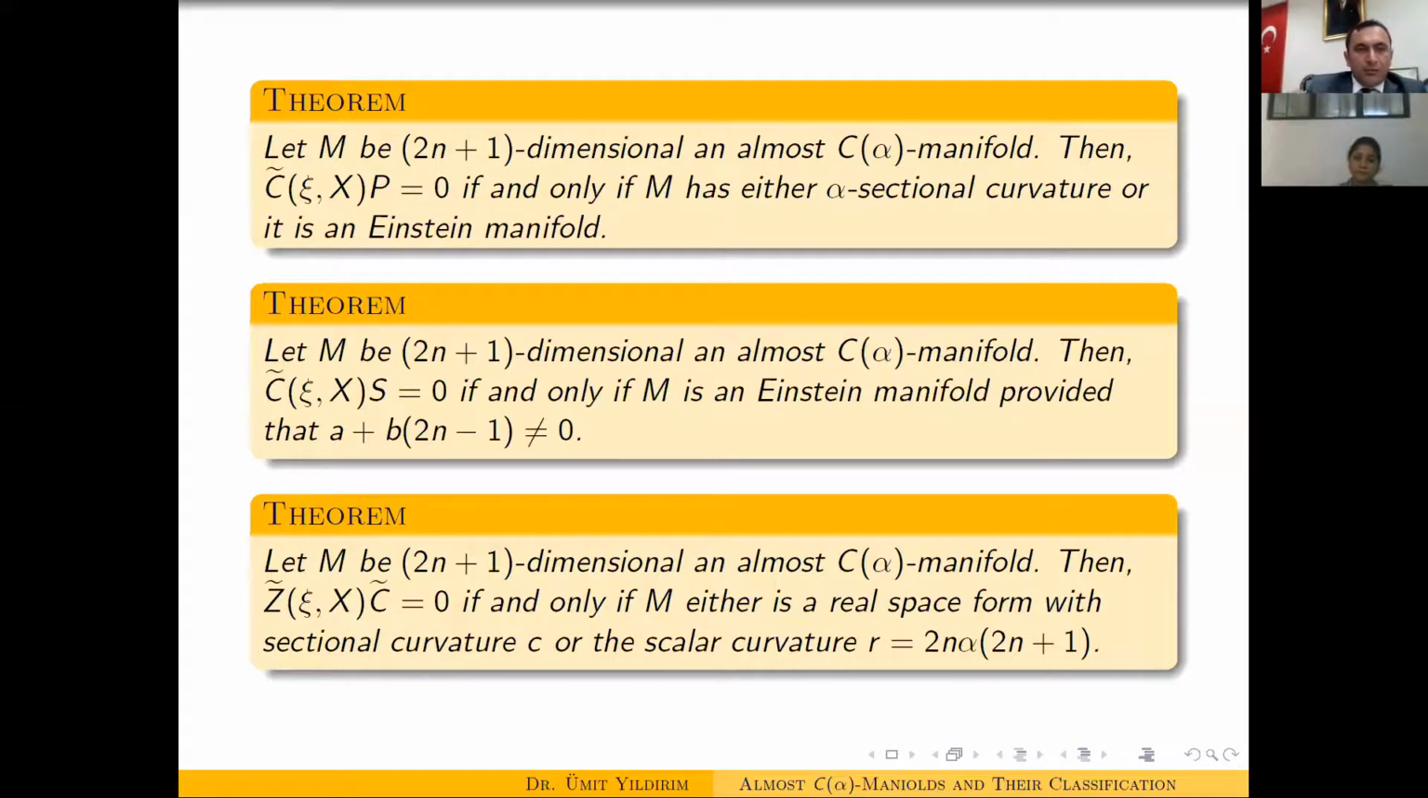Let M be a 2n+1 dimensional almost C alpha manifold, then tilde C Xi X S equals 0, where S is the Ricci tensor, if and only if M is an Einstein manifold, provided that E plus B multiplied by 2n minus 1 is not equal to 0.